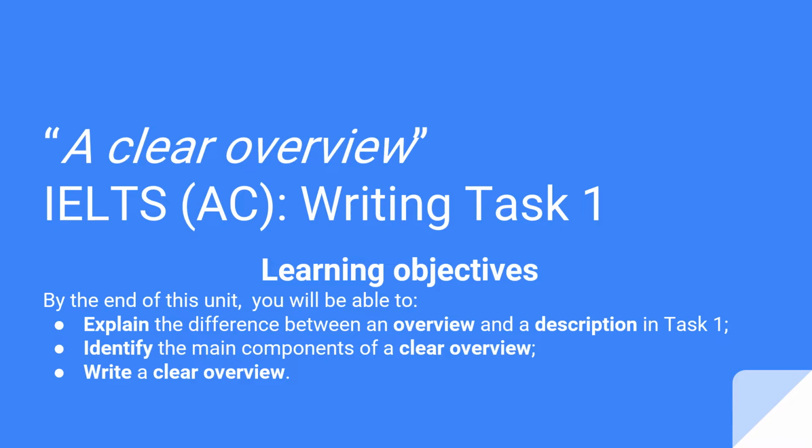Finally, and most importantly, by the end of this session, you will be able to write a clear overview, which, as we'll learn, is a key difference between scoring Band 5, Band 6, or Band 7 in writing Task 1 of the IELTS Academic Test.